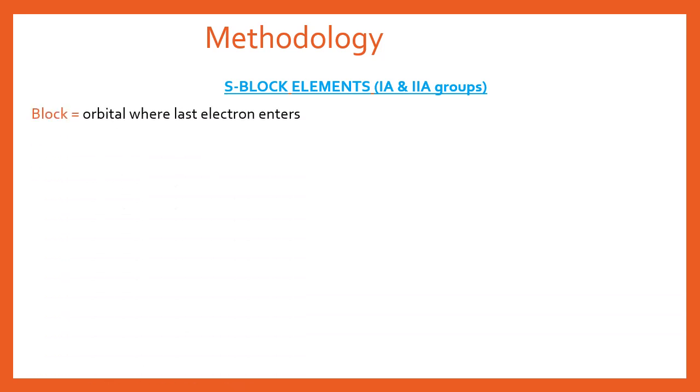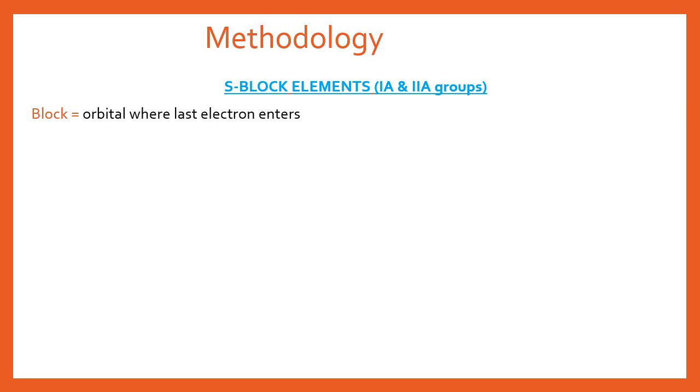So let us discuss the methodology, how to find out the position. We will discuss block wise separately because all the blocks don't have the same rules to find the position of an element. So in the case of S block elements, which consist of two groups, first A and second A, in order to find the block, we will check the orbital where the last electron enters. In electronic configuration, the last entering electron is called a differentiating electron. It will decide which block of the periodic table the element belongs to.